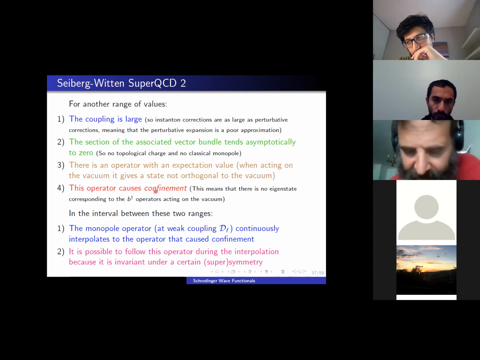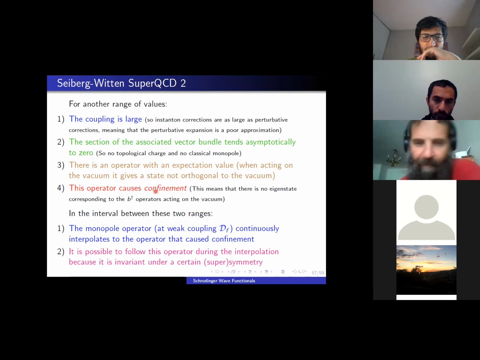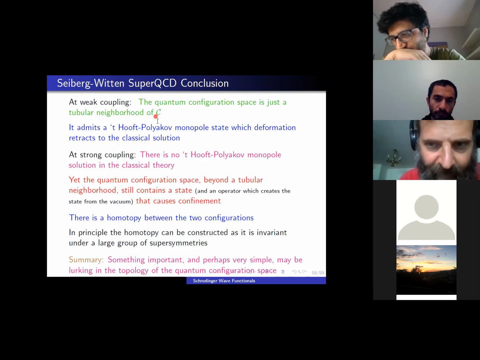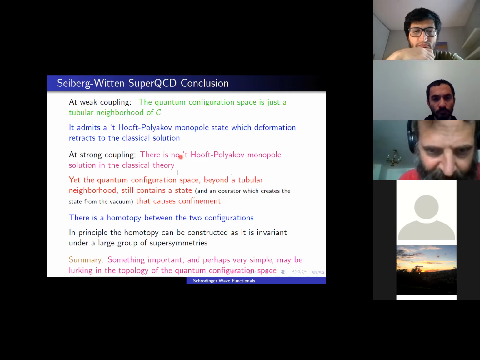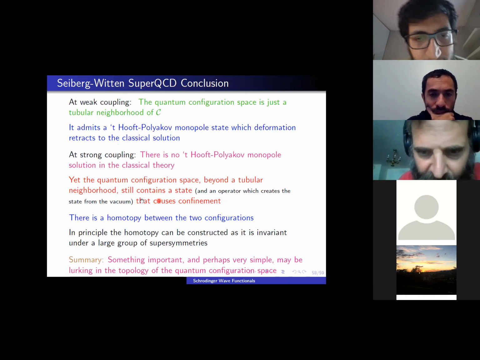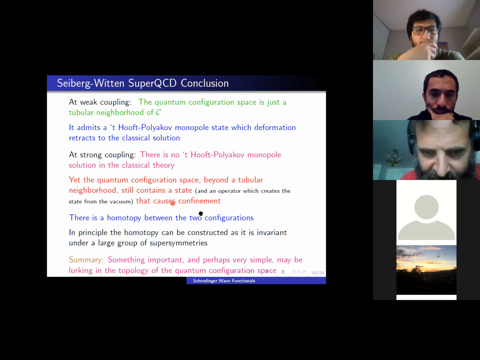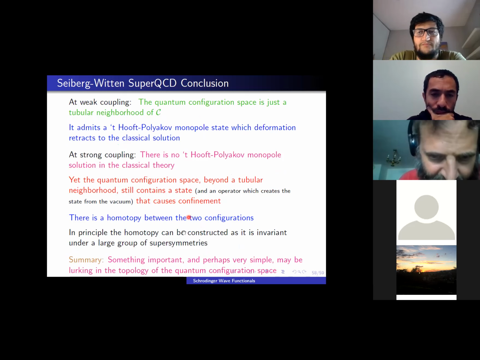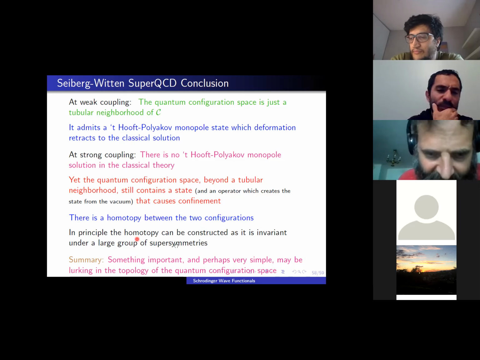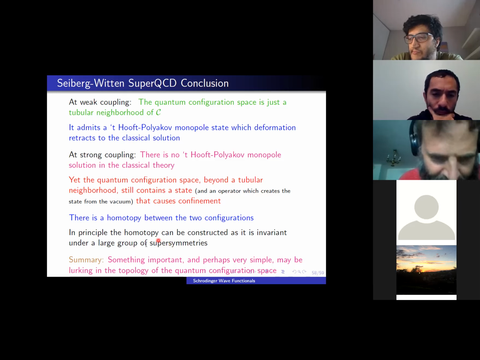So this is something which is really living off the tubular neighborhood, something completely unrelated to the topology of the classical theory, but probably something very simple. I don't know. So saying this again, at weak coupling, the configuration space that you're probing is just this tubular neighborhood of the classical configuration space, and it has a 't Hooft-Polyakov monopole. Yet something beyond the tubular neighborhood in this quantum configuration space, where there's no 't Hooft-Polyakov monopole at all, there's no embedding, there's no classical solution, is doing something interesting, and they're related by a homotopy. And the homotopy, if you work hard enough, can be calculated because it's invariant under this very big symmetry group, and so it's unique.